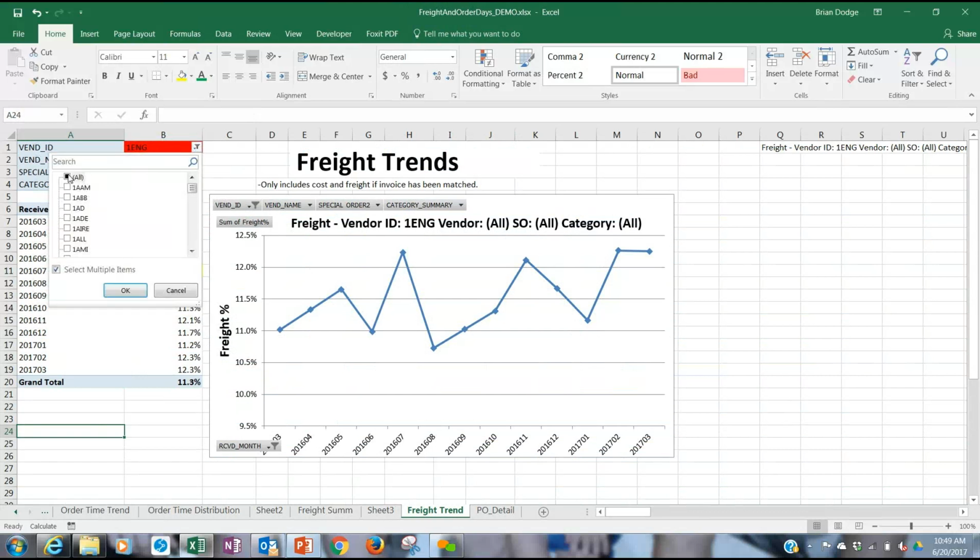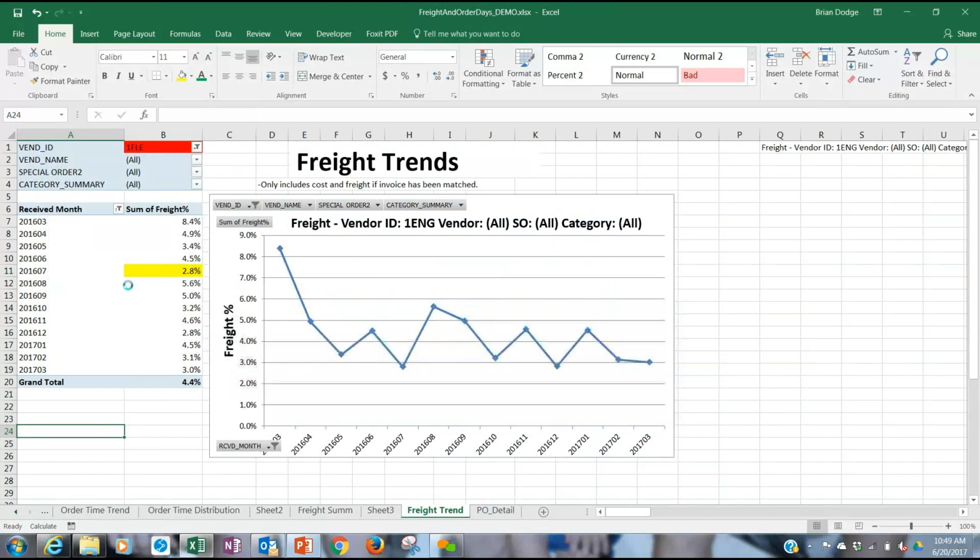Again, we can look at another vendor, for example, Flex Steel. Okay. And pretty consistent between 3 to 5%. That's an example.